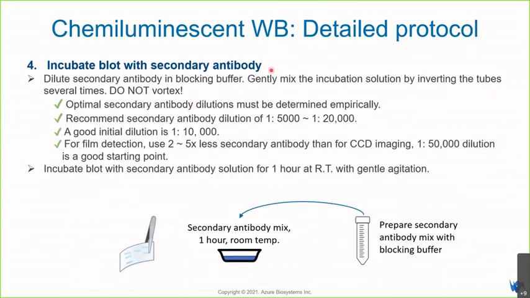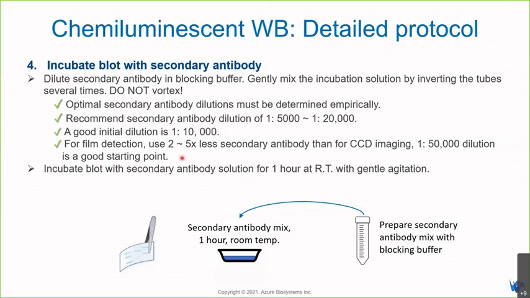Okay, after primary blocking and primary antibody wash, now we are at the stage where we do secondary antibody incubation. Same thing, prepare the secondary antibody mix with the blocking buffer. Gently mix it by inverting the tube. Do not vortex it. And same as primary antibody, we should optimize the dilution empirically. The recommended secondary antibody dilution for HRP secondary antibodies is 1 in 5,000 to 1 in 20,000. A good initial dilution is 1 in 10,000.